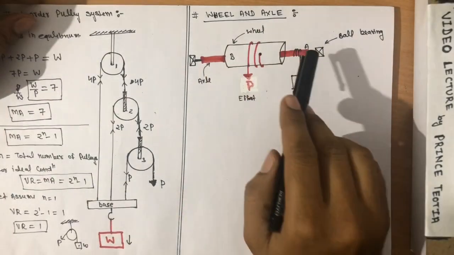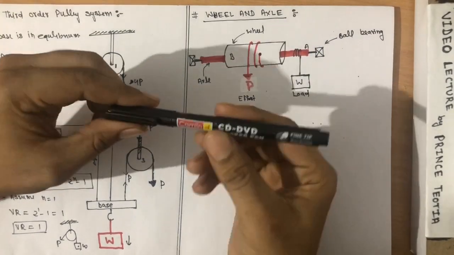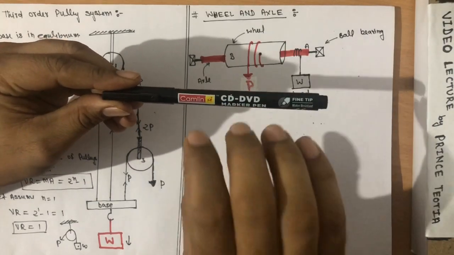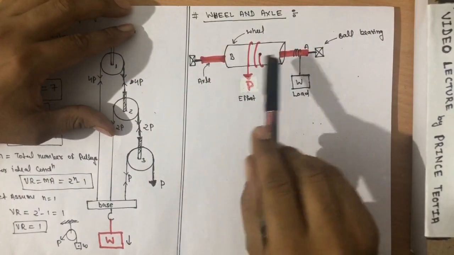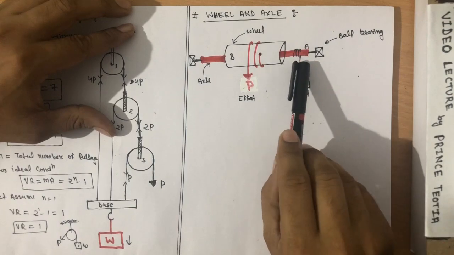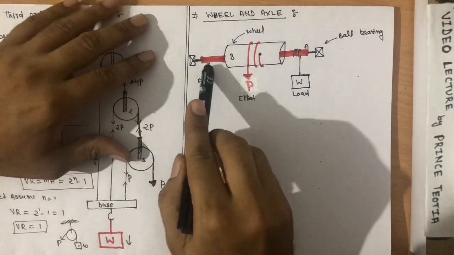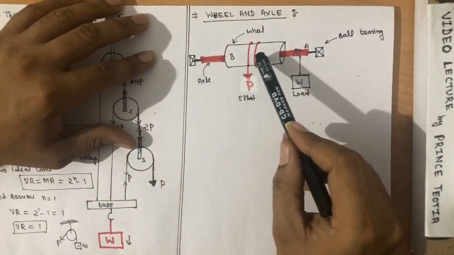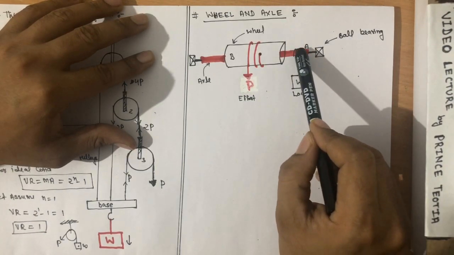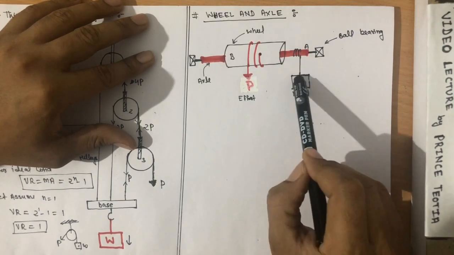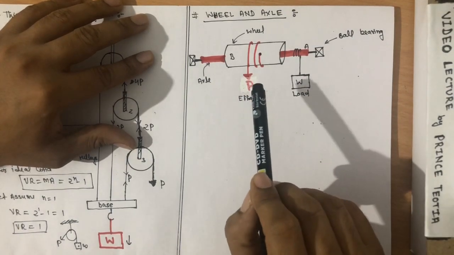Next topic is the wheel and axle. Suppose this is the axle, and there is a wheel mounted on it coaxially. This is the diagram of wheel and axle, and the whole assembly is mounted on ball bearings. These are the ball bearings, this one is the axle, and this is the wheel. A rope is wound on the wheel, and a rope is wound on the axle, and we attach our load W to the axle and apply the effort to the wheel. We are going to find out the velocity ratio for this assembly, wheel and axle.